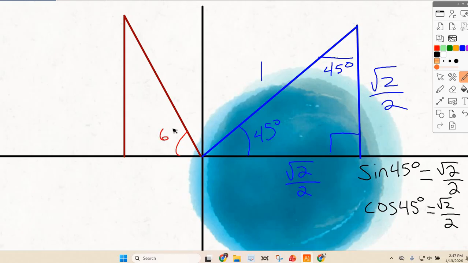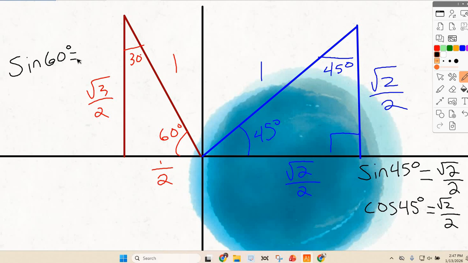We can also build that out the same way for our 30, 60, 90. So again, we said this is 1, this is our square root of 3 over 2, and this is our 1/2. So let's start with our 60. So again, sine of 60 is going to be opposite, so square root of 3 over 2 divided by 1. So it's just square root of 3 over 2. My cosine is going to be the adjacent, so that's our 1/2.